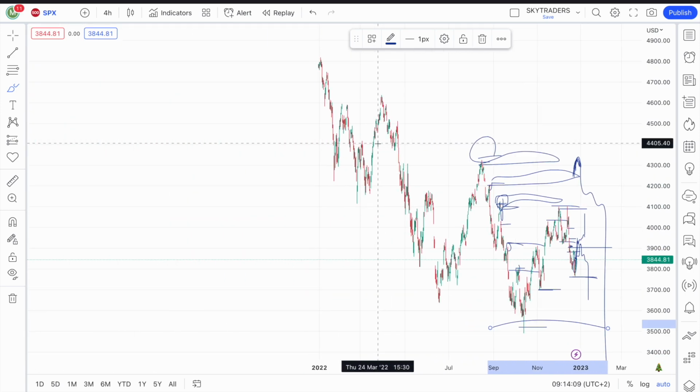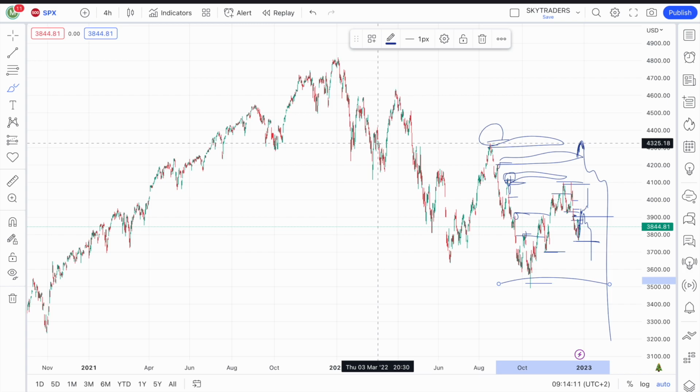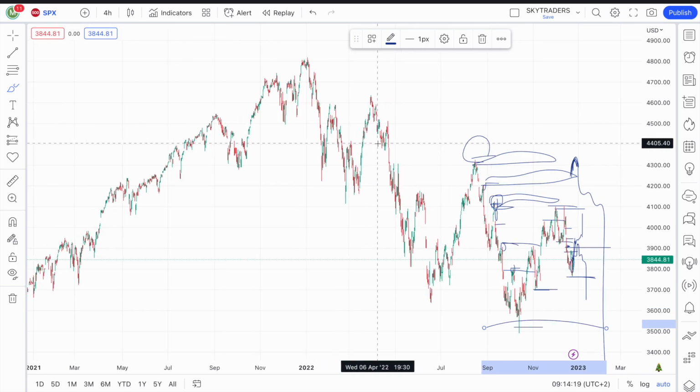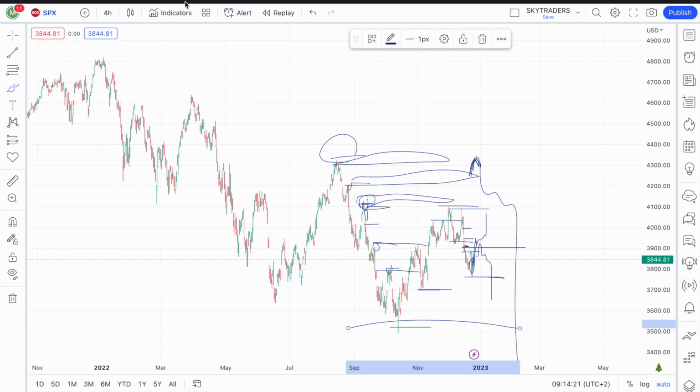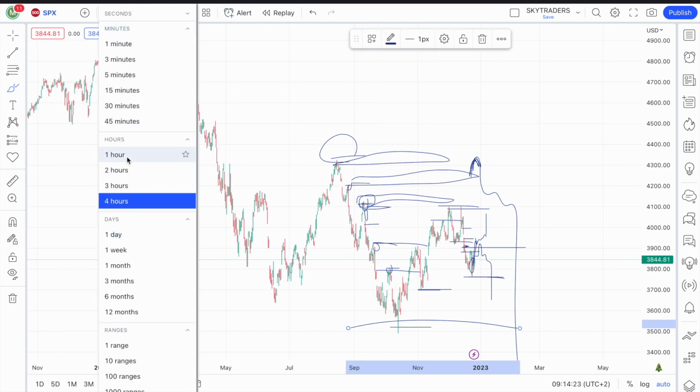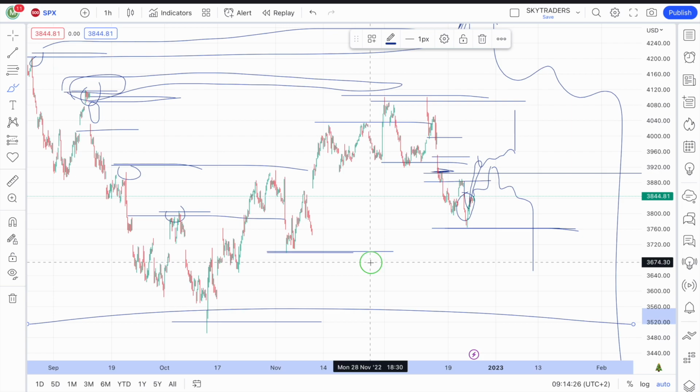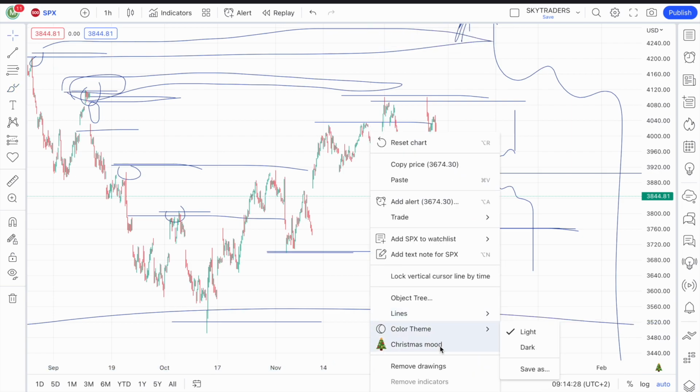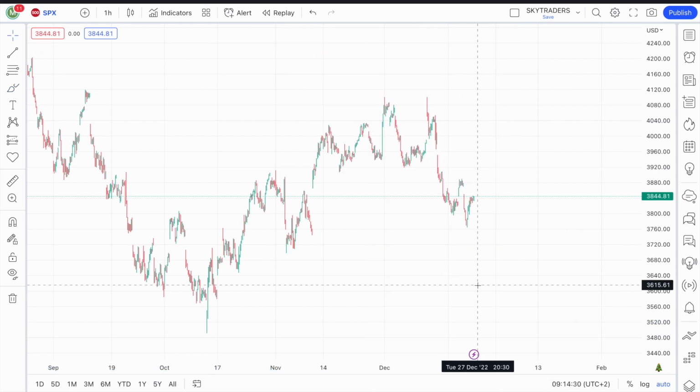Why am I all biased to the downside? Because again, the bear market is not over yet. So even if we have a short term uptrend, this is not the end yet. On the 1 hour time frame, if you're an intraday trader, or again, if you're a day trader, this could be a good opportunity to understand what's going on.